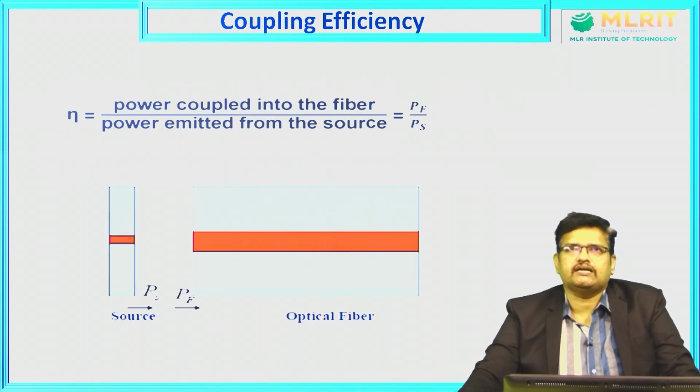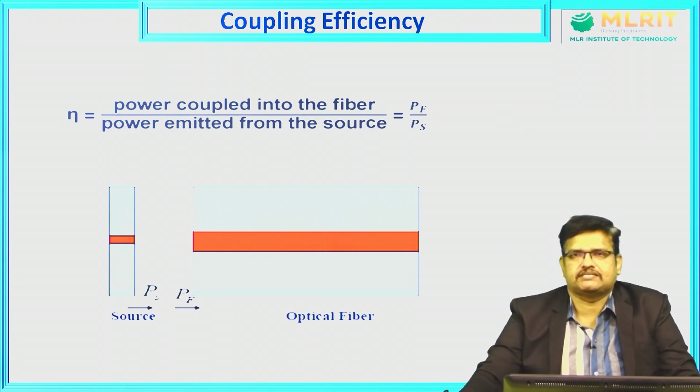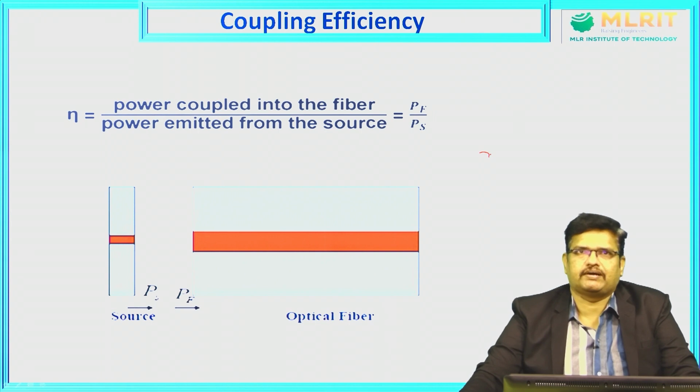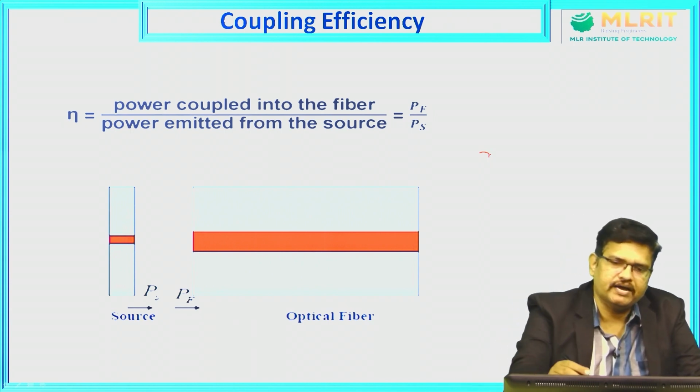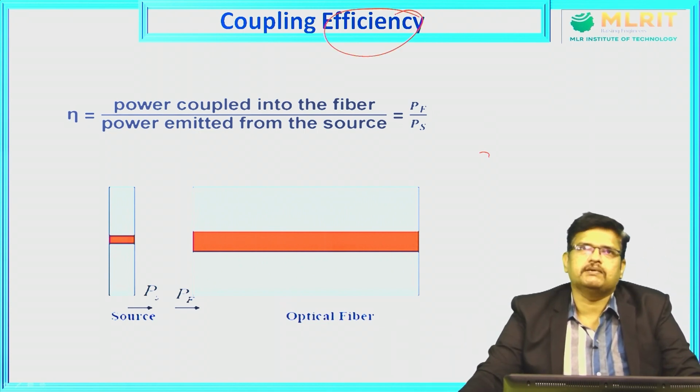Now, if you join the two fibers, the important point to see is the coupling efficiency. How the source and the optical fiber are coupled to each other is important. The efficiency may be calculated from the power coupled into the fiber by the power emitted from the source. If you join the source with the fiber, or a fiber to a fiber, you have to find this efficiency. This efficiency is very, very important. How much light signal can be transferred from fiber 1 to fiber 2?